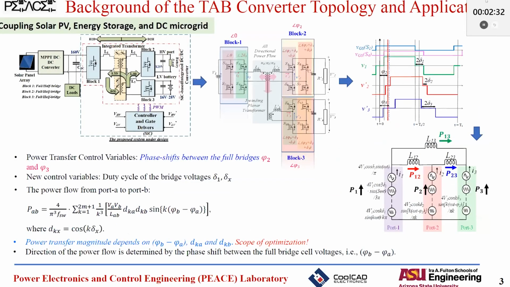So here we show a standard schematic for a TAB, triple active bridge converter, that couples the solar PV with the localized energy storage and DC microgrid. The PV panel string is rated for 160 volts utilizing Coolcat silicon carbide devices. The DC microgrid is 120 volts and the energy storage is 28 volts, utilizing GaN, gallium nitride devices for switching. In this case, the output voltages and the power transfer could be controlled by utilizing the phase shift variables between the full bridges, and the duty cycles are involved in further optimization of certain objective functions such as the loss, RMS currents, ZVS region, etc. Next slide, please.